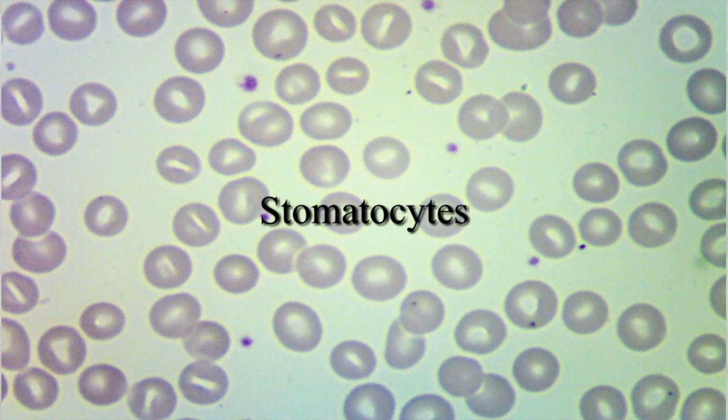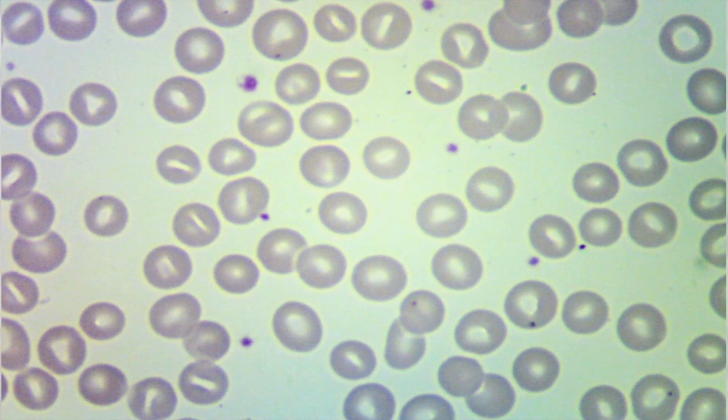I would like to tell you about a unique red blood cell morphology known as stomatocyte. Stomatocytes are red blood cells in which the central pallor has narrowed down and developed in the form of a narrow slit or stoma, which means mouth.